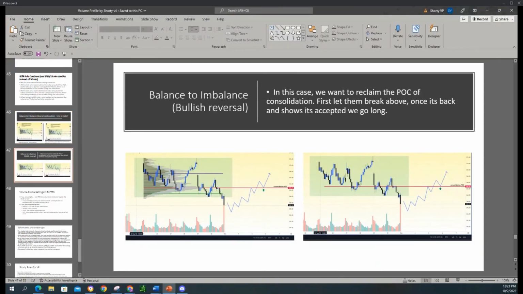And then balance to unbalance. This is your bullish reversal. So it's pretty much the opposite. Where would you go long? You reclaim the value area low. So this is another option. You can go on value area low here or on a POC.